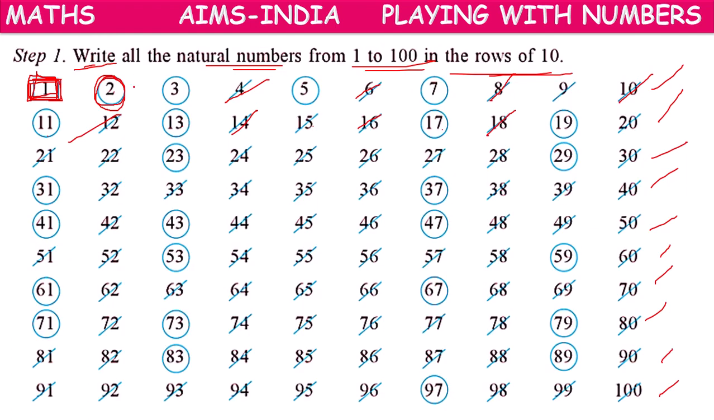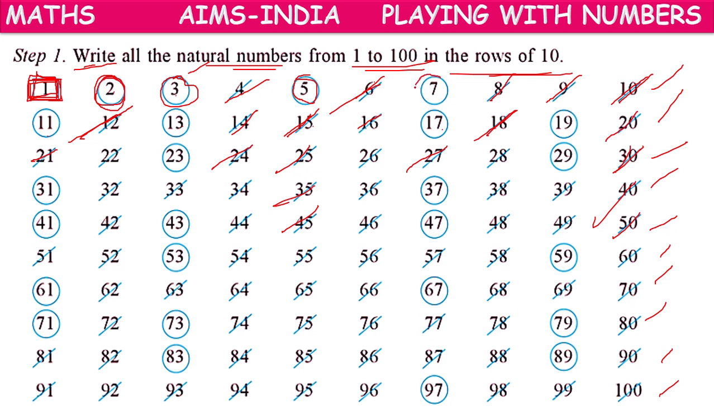So he encircled 3. 3 times 1 is 3, 6 cross out, 9 cross out, 12 cross out, 15, 18, 21, 24, 27, 30 cross out. Next 5. 5 is a prime number. 5 times 1 is 5, 10 cross out, 15, 20, 25, 30, 35, 40, 45, 50 cross out. Next 6 is already crossed out, so no need to check the multiples of 6.